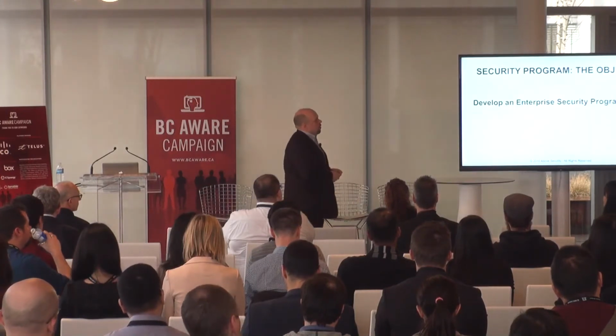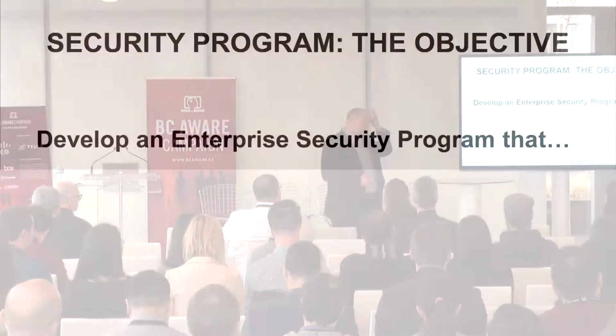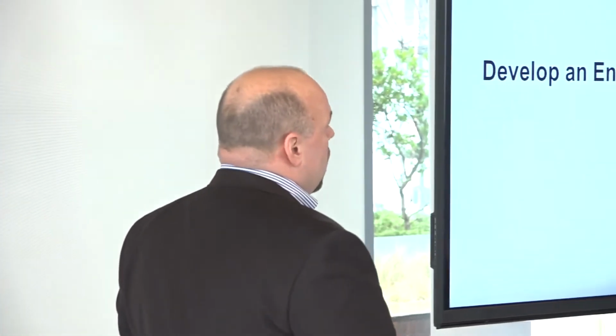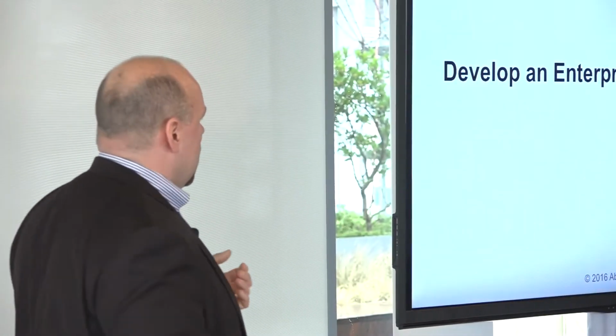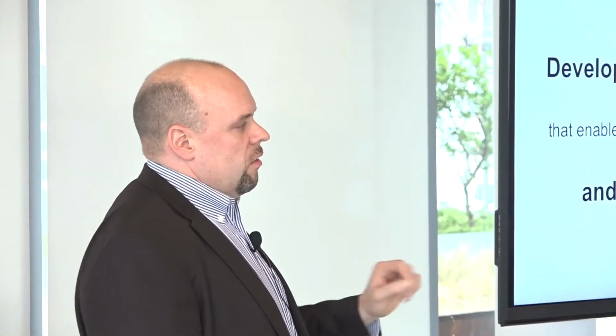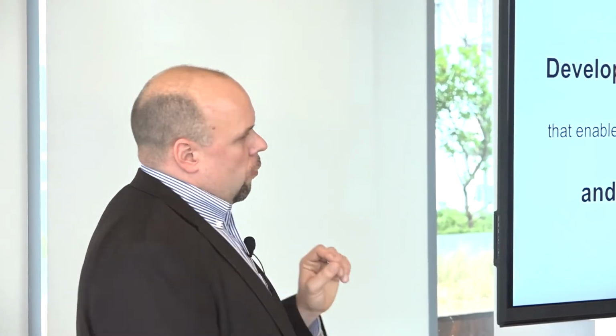Okay. So the first thing is, what is the objective of my security program? Classically, whenever I ask this question, people who build a security program say, we're there to protect the assets. Sometimes people say, we're there to stop people from doing stupid things. But rarely do I hear somebody say, we're there to enable and support the organization's objectives and strategies. But at the end of the day, that is exactly why we exist, if we're doing security in an organization. We're there to help them manage risk so they can be successful. The other thing is that we also need to be able to communicate these linkages. And we have to be able to demonstrate that there's benefit associated with what we're doing, and that benefit is being realized.